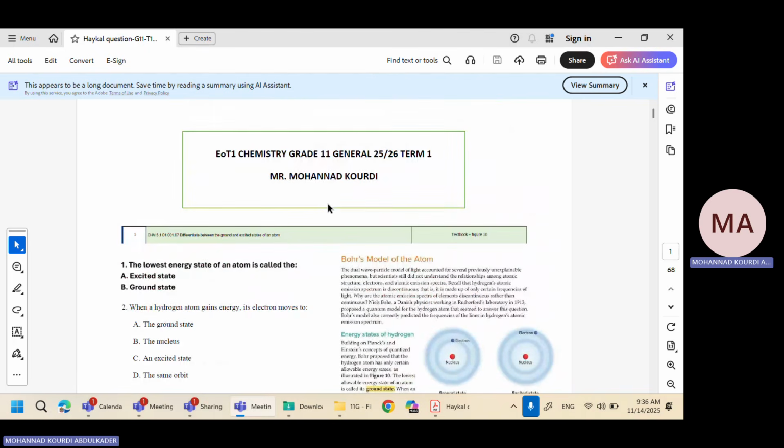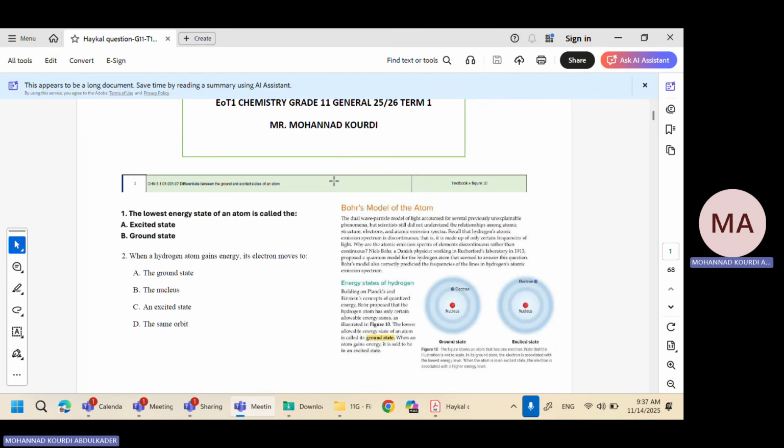And today we're gonna review your EOT exam structure for the academic year 25-26, term 1. So, first question will be based on differentiate between ground state and excited state.